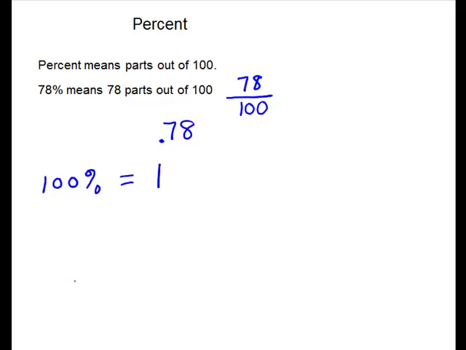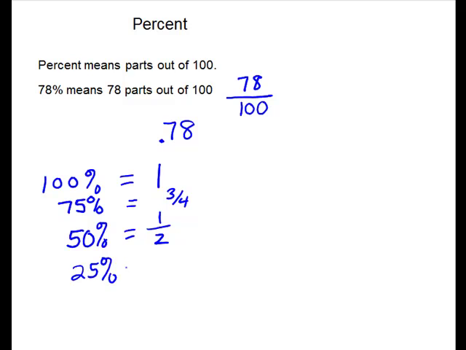Some others that you should know, 50% is equal to a half. This is 50 parts out of 100 reduces to a half. If you have lots of memory space, I would say go for the other two in between. So 75% of something will be 75 parts out of 100, or 3/4. And 25% of something will be 25 parts out of 100, or 1/4. So if you try to memorize those four, that will help you know if answers are reasonable.